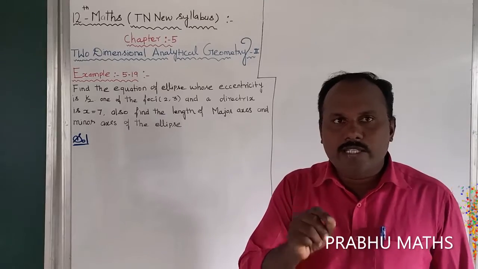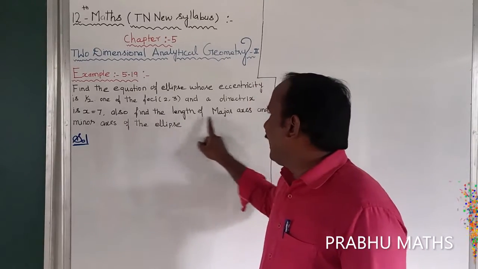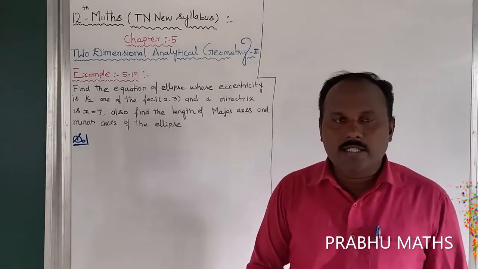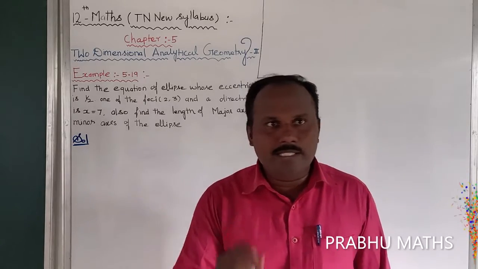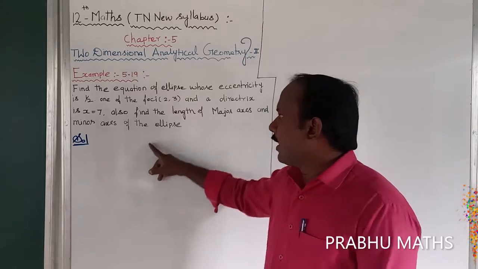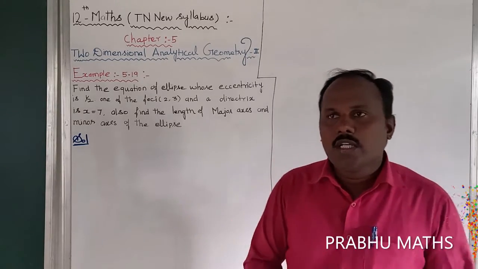That is, x minus 7 is equal to 0. Also find the length of the major axis and the minor axis of the ellipse. The length of the major axis is 2a, so first of all we need to find the a value. Next, minor axis means 2b, so next we find the b value. That is the answer.